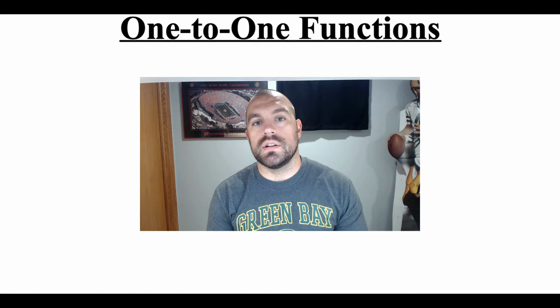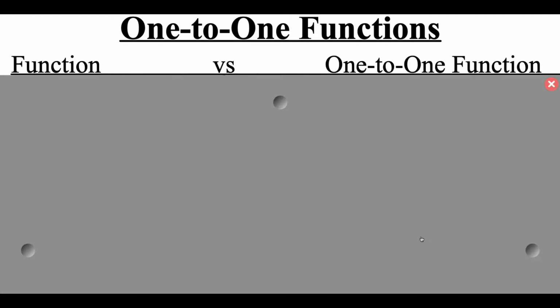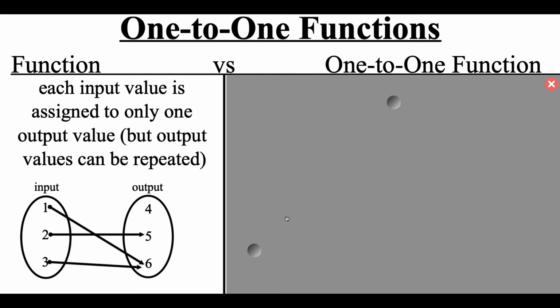In this video, we're going to take a look at one-to-one functions. Now let's compare what we know about regular functions versus a one-to-one function. So if we're talking about just a regular function, when you're dealing with a function, each input value is assigned to only one output value, but it's okay if output values get repeated.